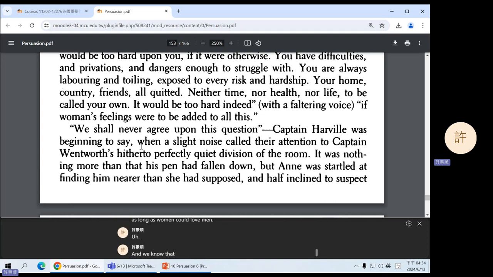And we know that Wentworth heard this because a slight noise called their attention to Captain Wentworth's hitherto perfectly quiet division of the room. So up to this point, Wentworth is sitting by the table. It was perfectly quiet. This is also a hint, right? He's writing a letter. He's using a quill to write a letter. Quills are noisy. Have you ever used a quill before? Have you ever seen the Harry Potter movies? Quills are noisy. So when it says perfectly quiet, that's a hint to the reader that Wentworth was not writing. He was listening. But now there's a sound.